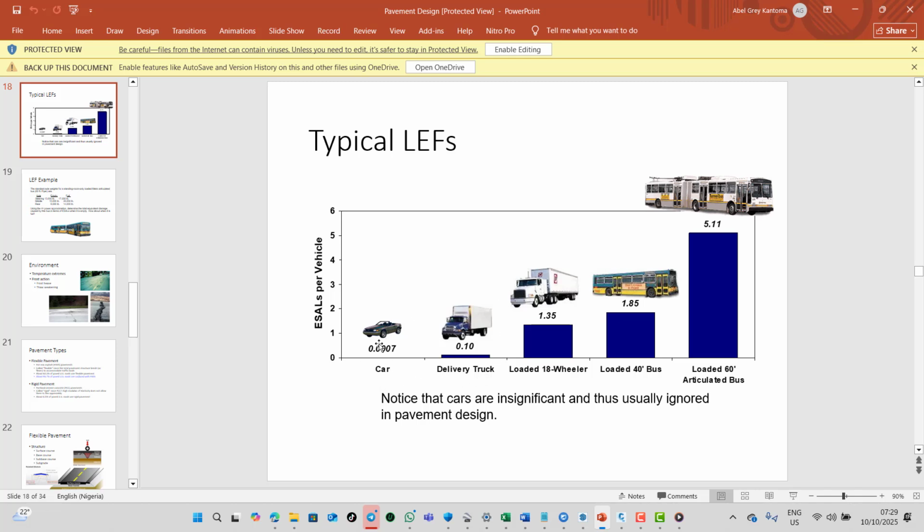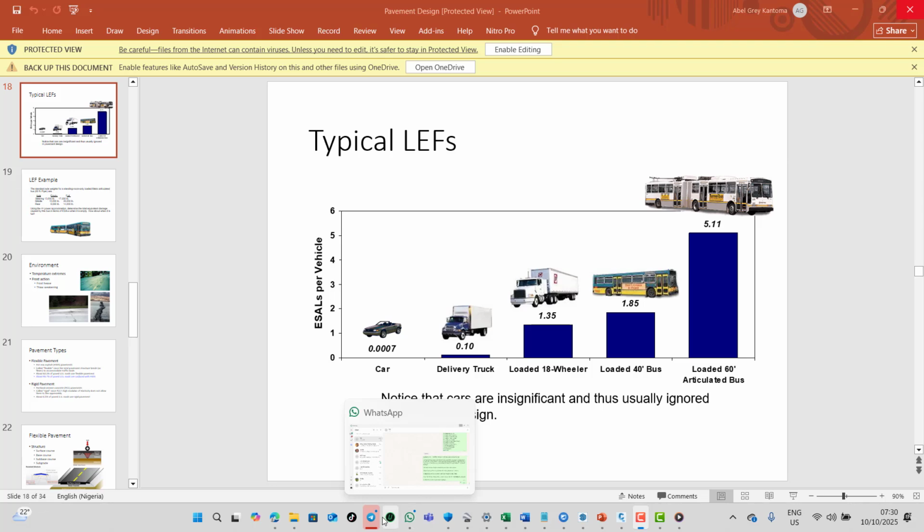So you can see we have different cars. We have for a car, for a delivery truck, for a loaded 18-wheeler. You can see the loads are different. So you can see that this load here is 0.0007. This one is 0.1. You can see the gap between this and this is far. So you can see the gap between this and this is also very far. So if you do your design with this kind of load, and then this is the load that is climbing that road, you can imagine what will happen.